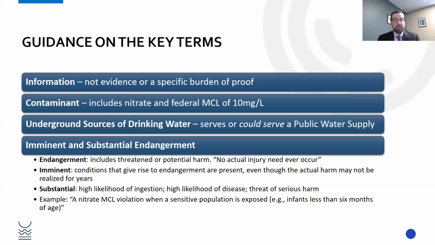Substantial can mean a few different things. That the likelihood of ingestion is high, the likelihood of disease is high upon ingestion, or that the harm could be great. The memo explains that public health may be endangered imminently and substantially, both by a lesser risk of greater harm or a greater risk of lesser harm. So that's the bucket of information that EPA needs to receive, that there's contamination, it's affecting underground sources of drinking water, and there's an imminent and substantial endangerment to the public. Next slide.